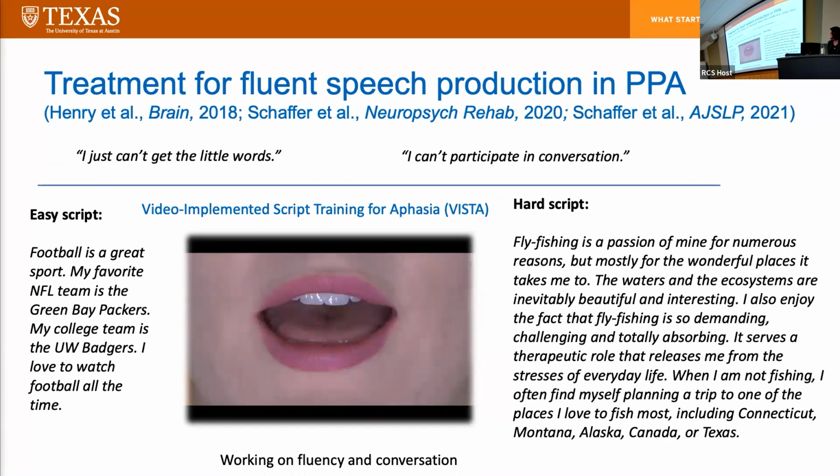But we're also working on conversation. So they meet with the clinician and they engage in conversation about these topics, right? So it's not just memorizing a script, it's working on conversation.